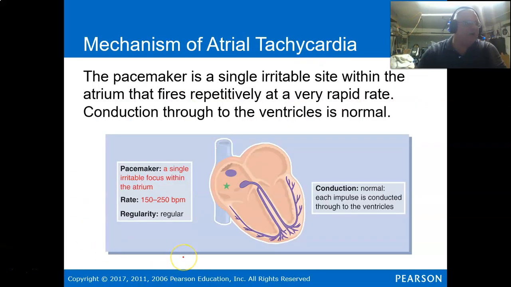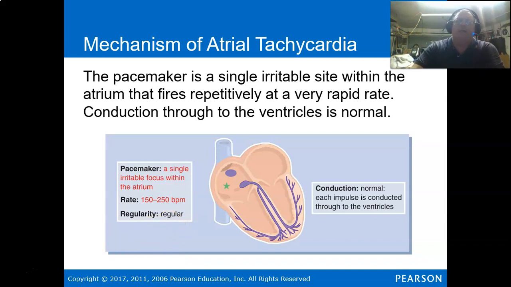So atrial tachycardia. Now remember when I said that the PAC was a single beat? Well, think of that PAC on steroids. There you go. You've got atrial tachycardia. So this is a single irritable site where the atrium fires repetitively. It's always, I repeat, always above 150 beats per minute, most likely somewhere around the 200 to 250 beat range.